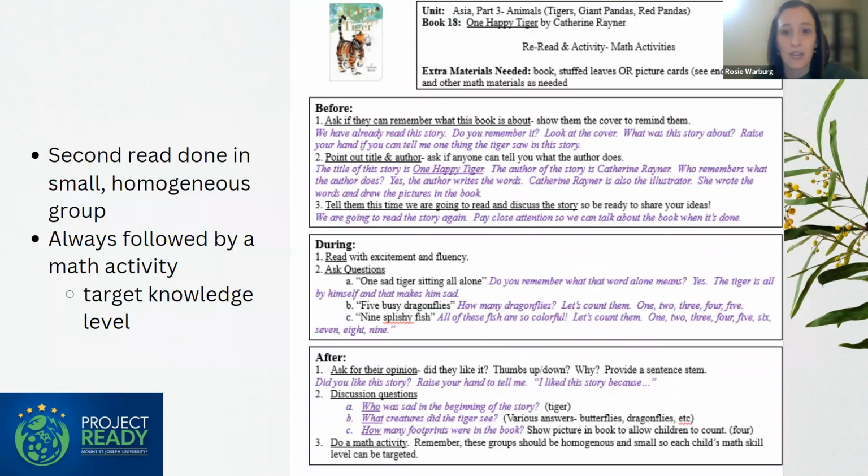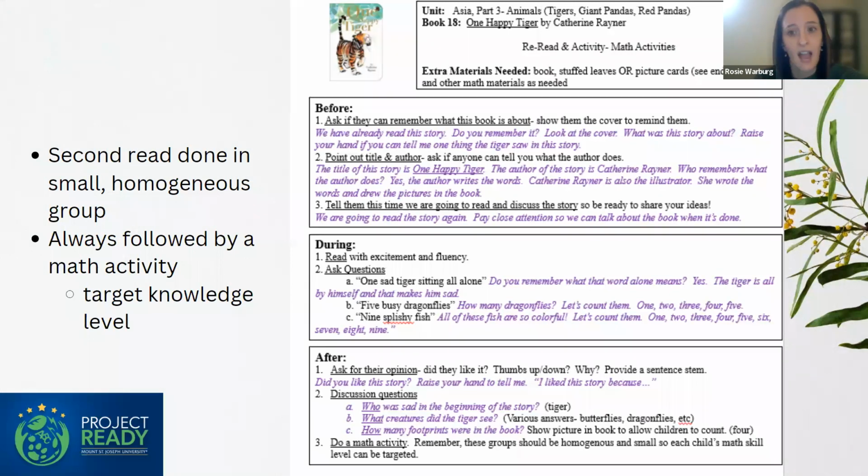So then the second read of our lesson, or our second read of our book, is always done in our small homogeneous groups. And it's always followed by a math activity that targets our knowledge level. So here you see our lesson plan for our second read of a math book. And you can see again, just like any of our second reads, we have some before activities where we're tying our book back to our theme. We're talking about the author and the illustrator. We have some things to do during the reading and some questions and things to ask afterward.